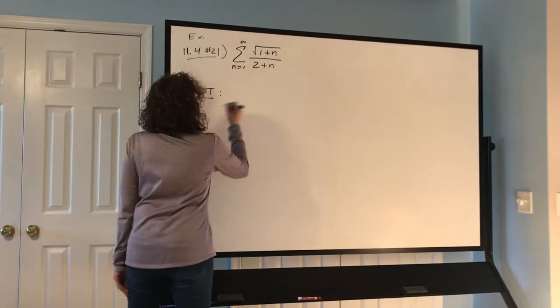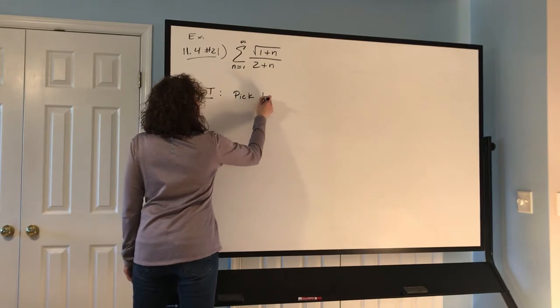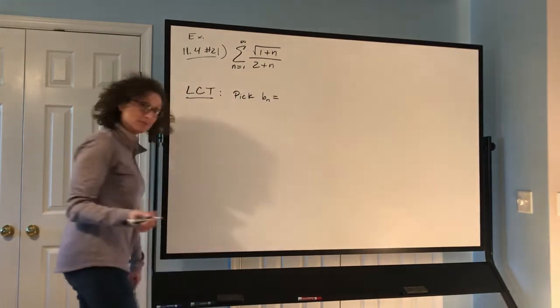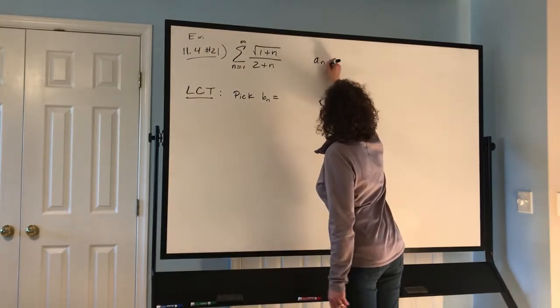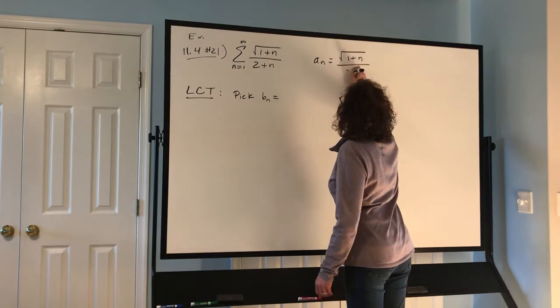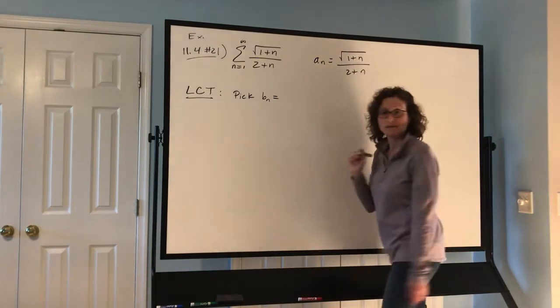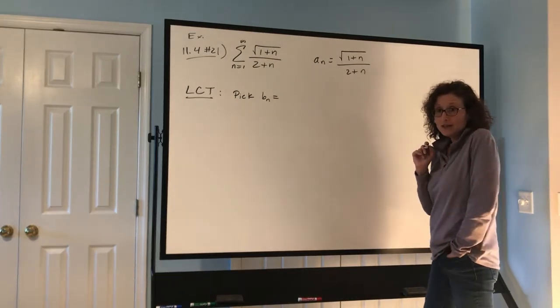Okay? I'm going to pick Bn to be what? That's the question. So what's our An? Our An is the square root of 1 plus n over 2 plus n. Yeah? Any ideas? Have any ideas?